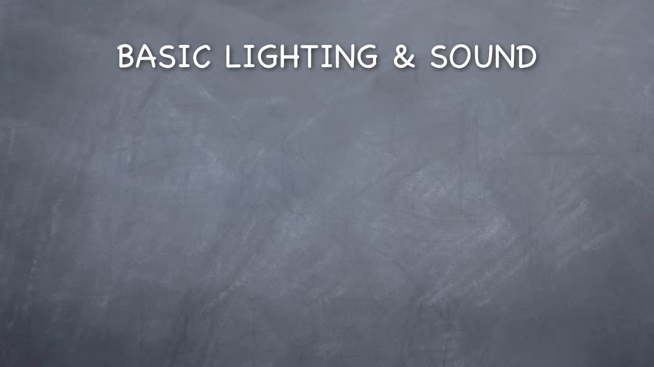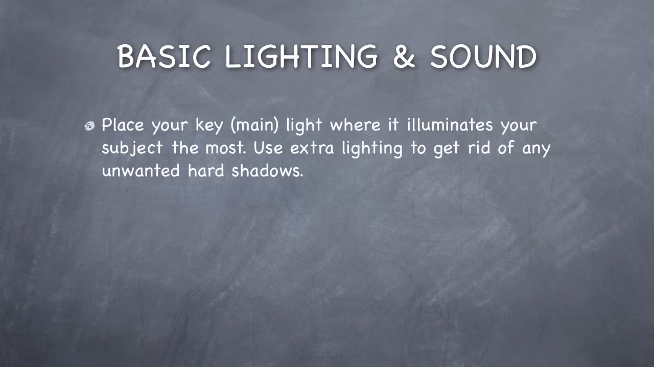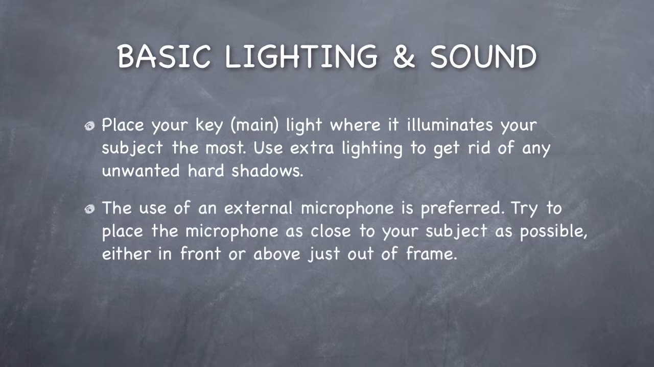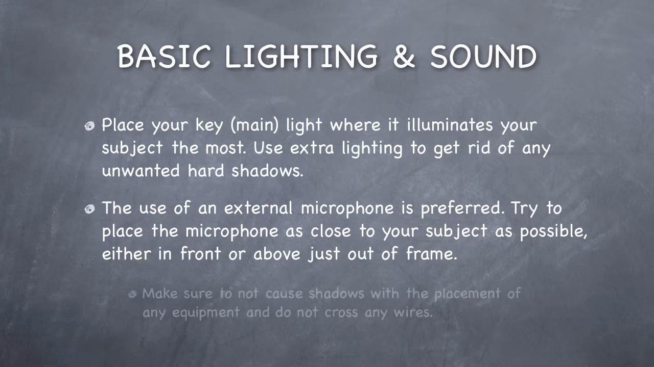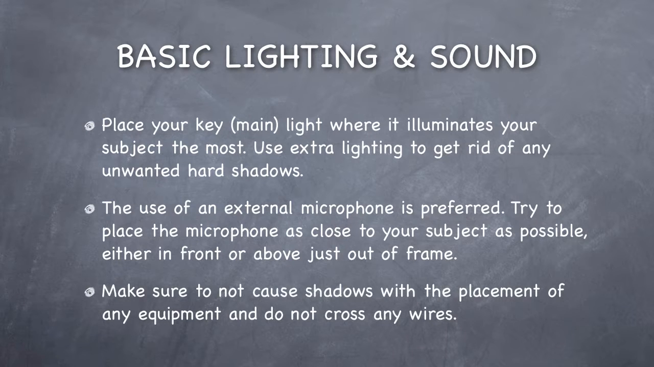First, you want to place your main or your key light where it illuminates your subject the most. Typically, this is off to one side of where you are sitting, preferably a few feet behind you. So for sound, you want to make sure you use an external microphone. That will be the best quality. Get it as close to your subject as possible. And also, be mindful of where you are placing your lighting, your sound, your microphones. Don't cross any wires, and try not to cause any additional shadows.